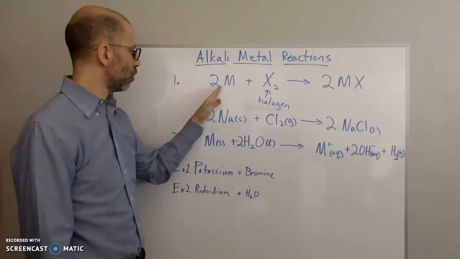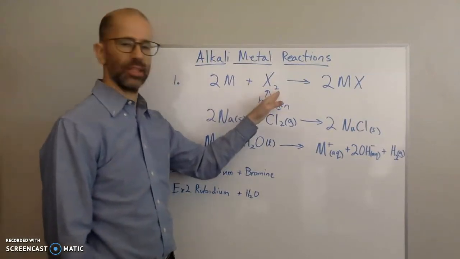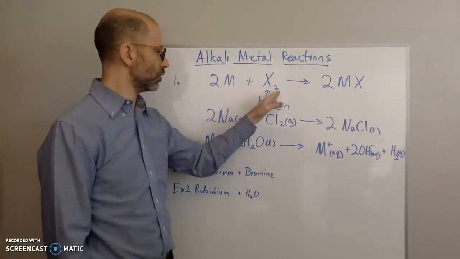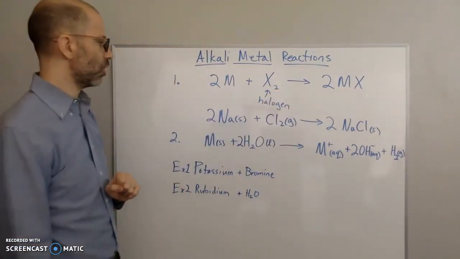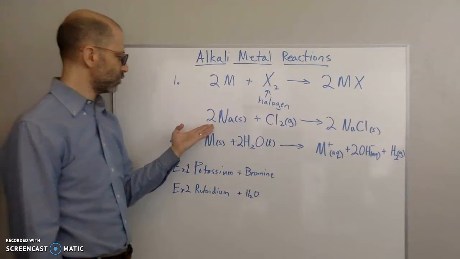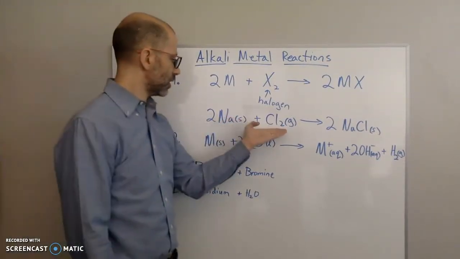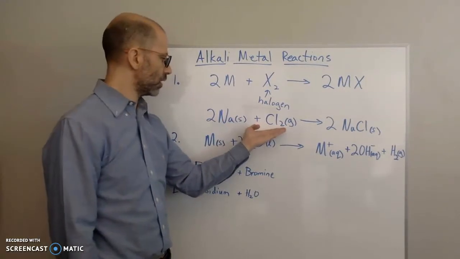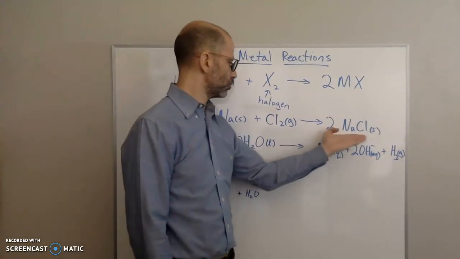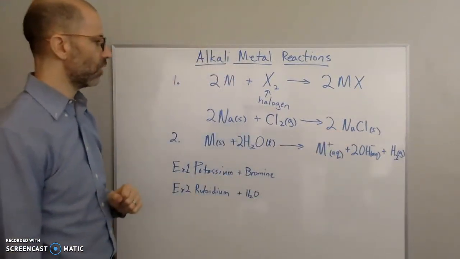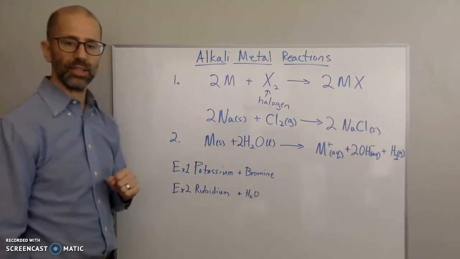And so you get 2 moles of your alkali metal plus 1 mole of your halogen, and your halogens tend to be diatomic elements, and then that's going to form 2 moles of your salt. And so here's an example. You've got two moles of sodium metal plus 1 mole of chlorine gas, and those two are going to react to form 2 moles of sodium chloride salt. So that's the first type of reaction.